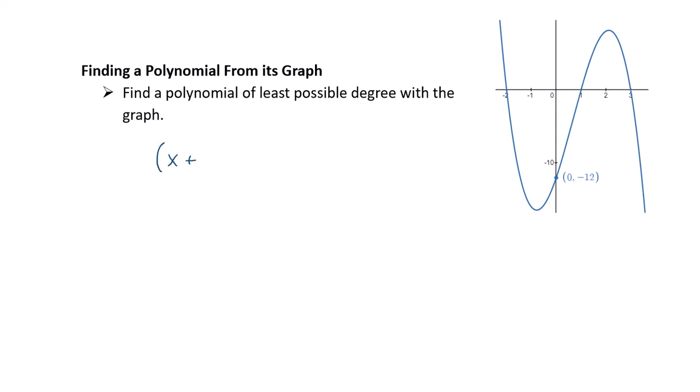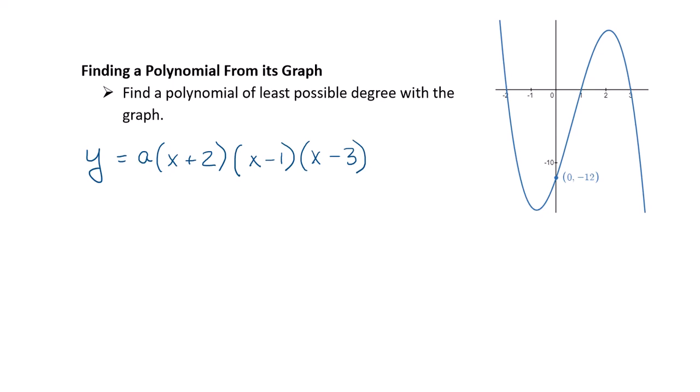So for my 0 of negative 2, I get the factor x plus 2. For the 0 of 1, I get a factor of x minus 1. For the 0 of 3, I get a factor of x minus 3. I know I may have some kind of a multiplier out here that is a coefficient of that entire polynomial. We'll need to find out what that is.